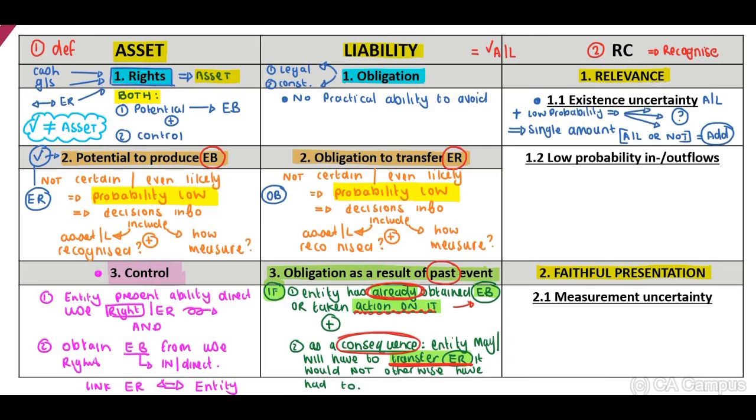Right, let's move on. Now, when we look at the asset, the liability, the middle category. In terms of our asset, the potential to produce. In terms of our liability, the obligation to transfer. And we have identified that the probability can be low. Now, what happens if the probability is low? We will have to ensure that the financials provide the most relevant information in that scenario.